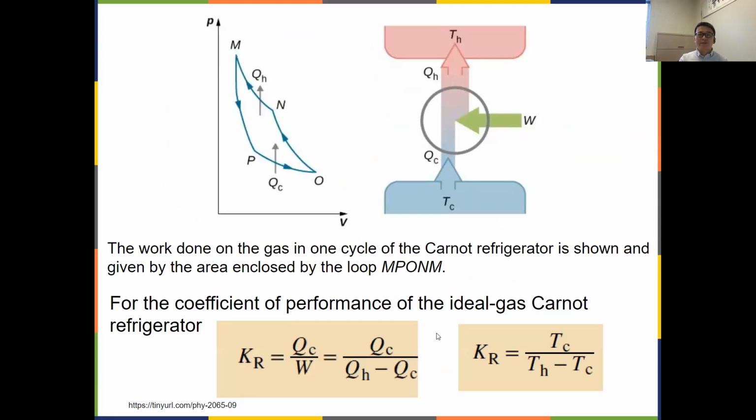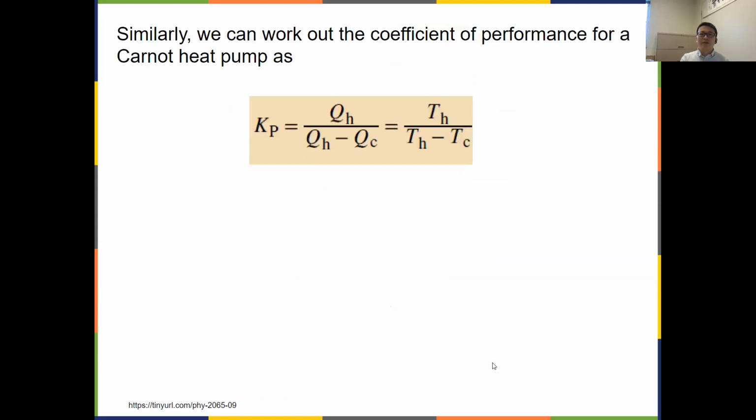For the heat pump and AC, the refrigerator is similar to an AC. So for a refrigerator, you do QC over W, and in that case, QC over QH minus QC. The ratio of QC and QH is proportional to the temperatures, so again, that can be calculated from the temperatures of the two reservoirs. So TC over TH minus TC. Now for a heat pump, that will be TH over TH minus TC.